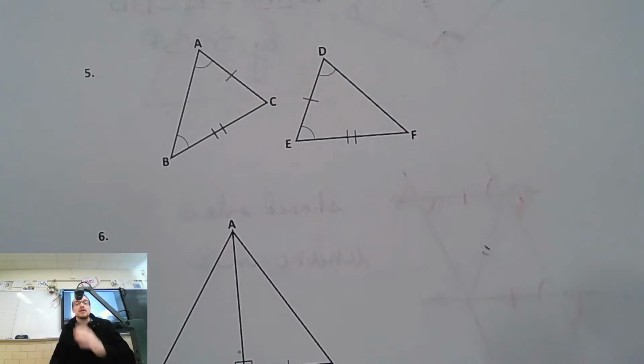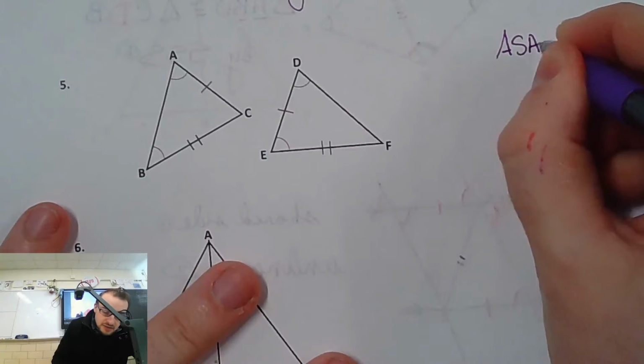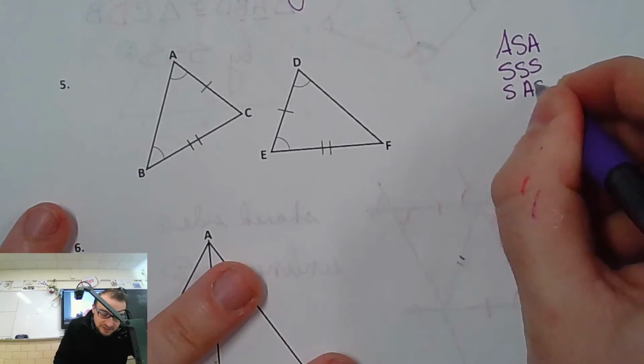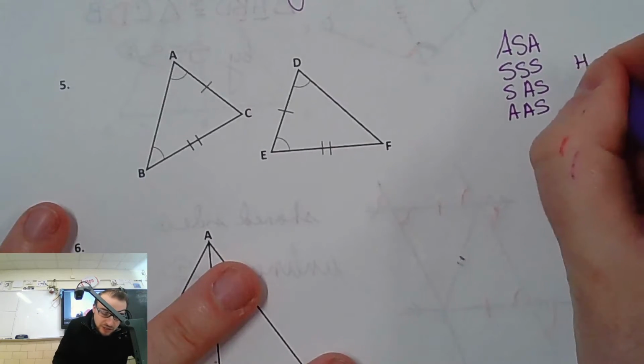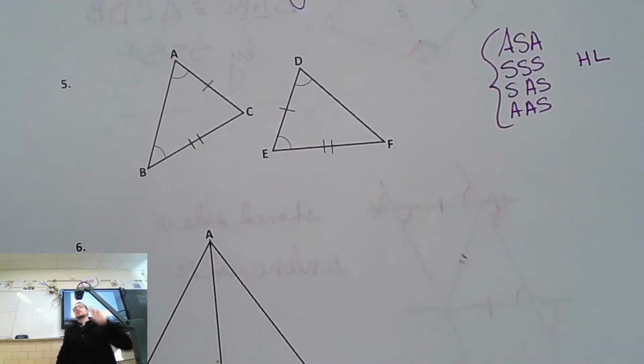All right, so this one was confusing, and here's why. Here are our theorems that we have. We have ASA, we've got side, side, side, we've got SAS, and then we've got angle, angle, side, and then we have a special theorem HL, right? So notice that every theorem except HL requires 3 things.